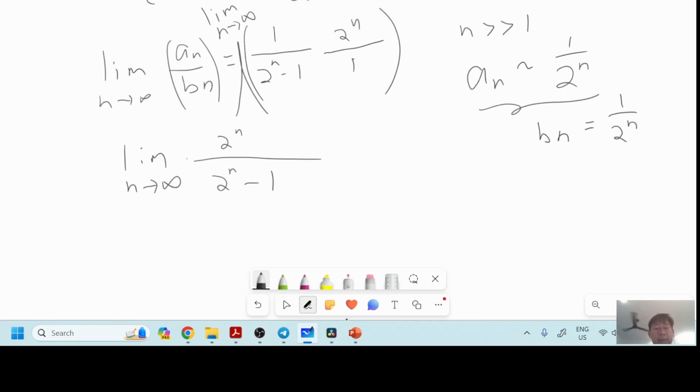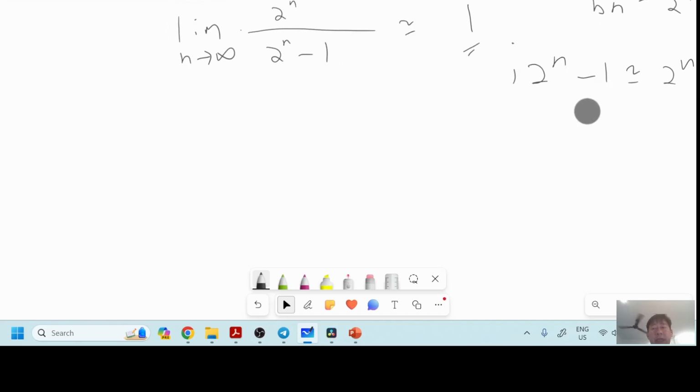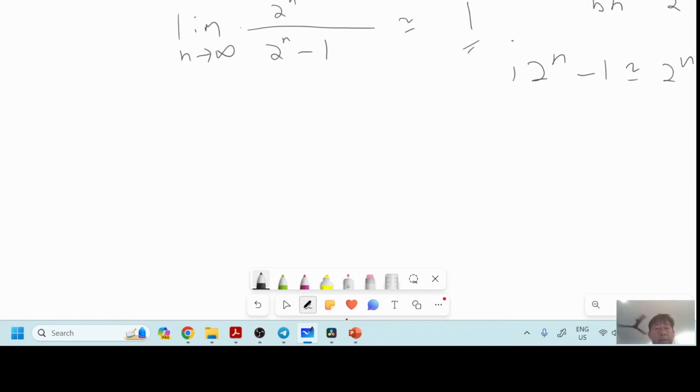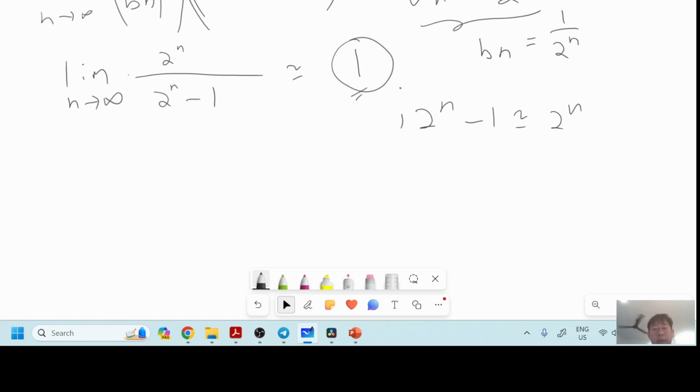And it is quite obvious that this limit will tend towards 1, because when n becomes very large, 2 power n minus 1 will just drop to 2 power n. Therefore, the numerator and the denominator get cancelled off and give you the factor of 1. Therefore, again, in this example, we have a situation where the limit of an over bn tends towards a finite value of 1. Therefore, it means the fate of series an and series bn are tied together. Namely, both will either converge or both diverge.